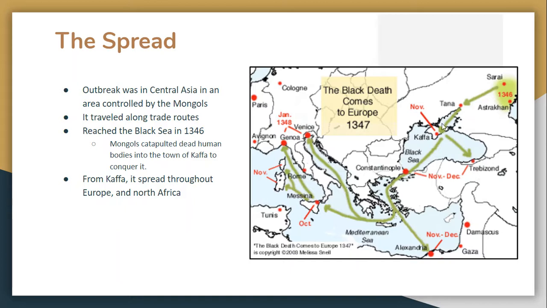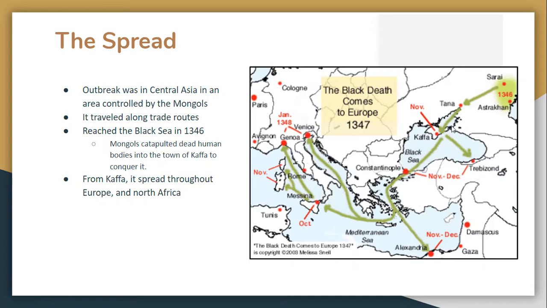This is the Black Sea in 1346, and the Mongols were actually in the process of conquering all of Europe and Asia. And at this time, they stopped in this little area called Crimea, and they stopped at this town called Kaffa, and they were looking to take over this town.